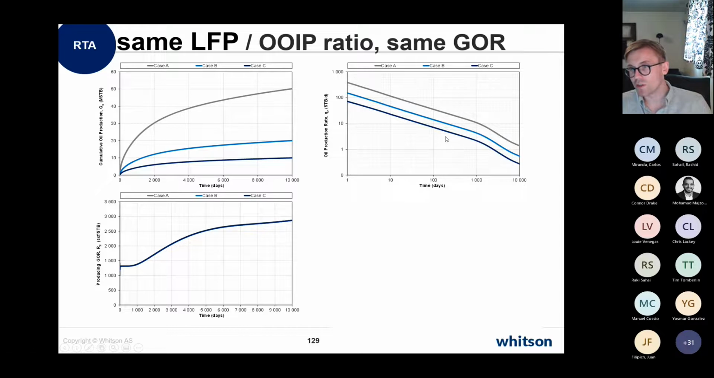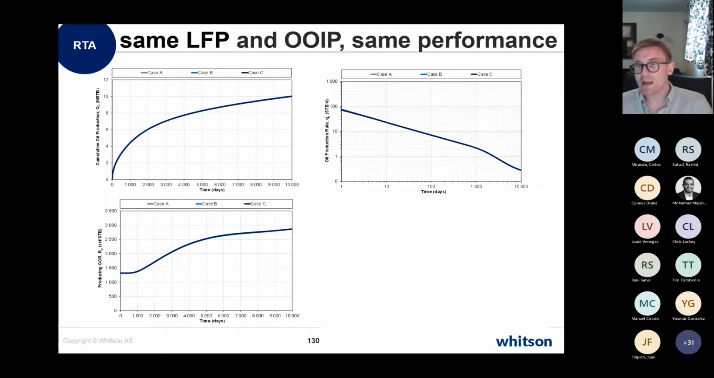And you see the slope of these curves right here. If I scale them to the same LFP value, since the ratio is the same, I will get exactly the same performance for all points in time. So the same LFP and the same OIP will ensure the same ratio for infinite acting and boundary dominated. So it's beautiful from that perspective.